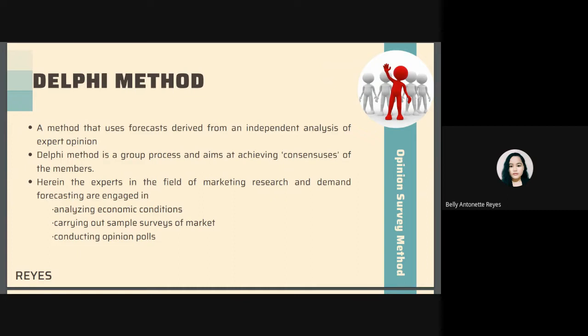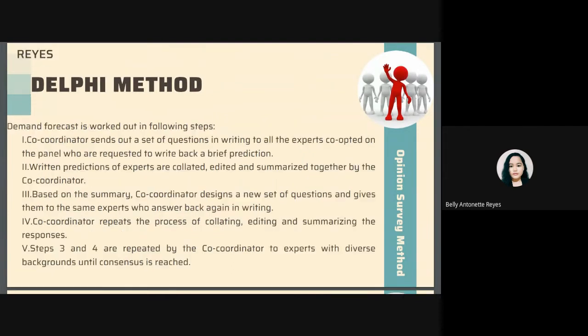This Delphi method is a group process, and it aims at achieving consensus among its members, and these members consist of the panel of experts. Herein, the experts in the field of marketing research and demand forecasting are engaged in analyzing economic conditions, carrying out sample surveys of markets, and conducting opinion polls. Next slide, please.